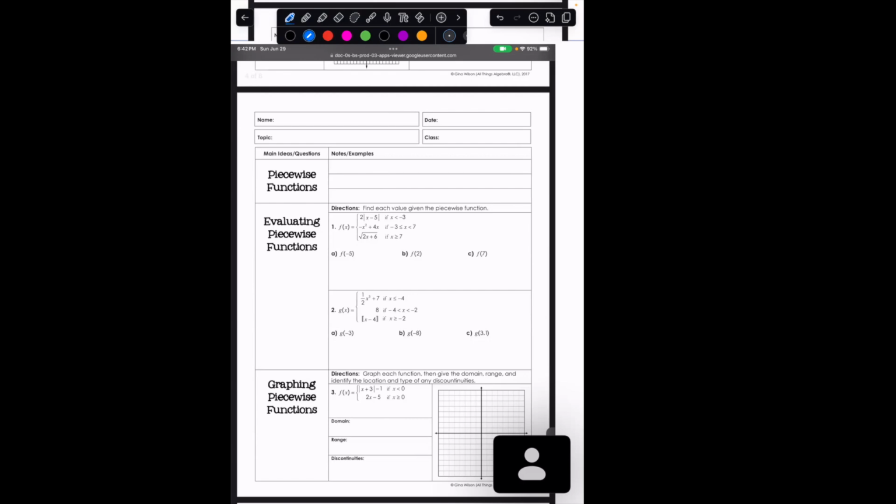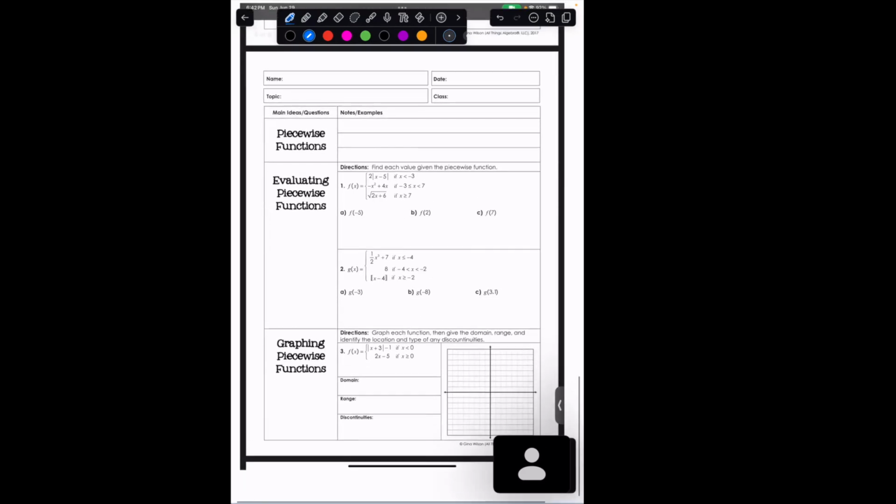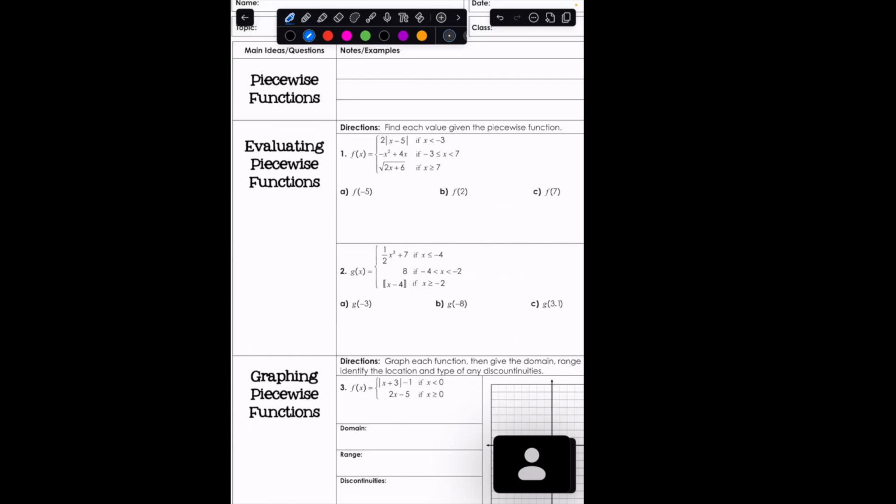Okay, so piecewise functions. Like I said, we need to be very comfortable with how to interpret them, how to read them, what they tell us, what they mean, and how to use them. As we're looking at piecewise functions, they are defined on their domain. I'm going to jump straight into evaluating and graphing. In the notes, we're going to get examples right here. We're first going to start with evaluating piecewise functions.